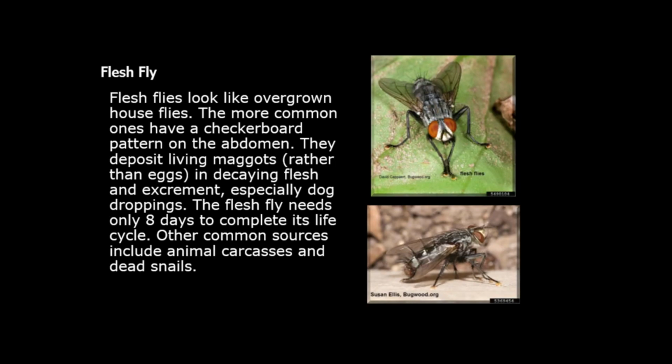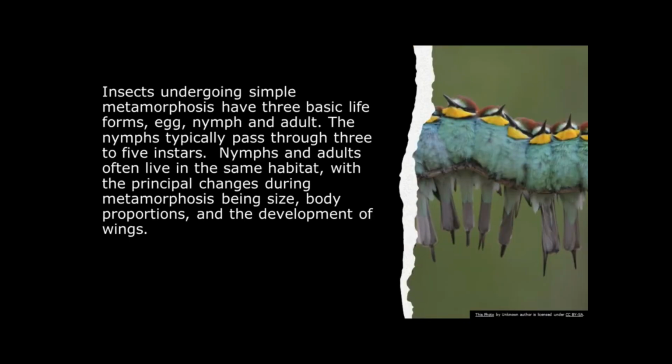Flesh fly. Flesh flies look like overgrown houseflies. The more common ones have a checkerboard pattern on the abdomen. They deposit living maggots rather than eggs in decaying flesh and excrement, especially dog droppings. The flesh fly needs only 8 days to complete its life cycle. Other common sources include animal carcasses and dead snails.